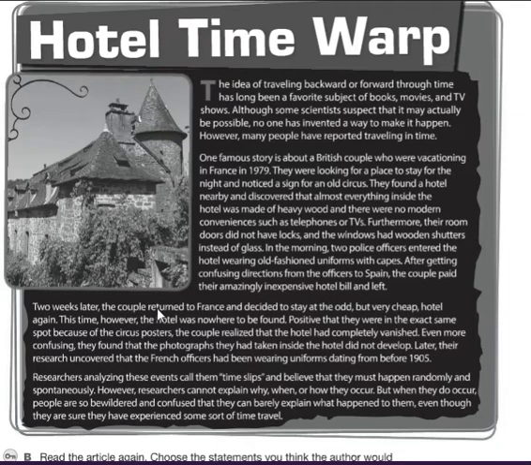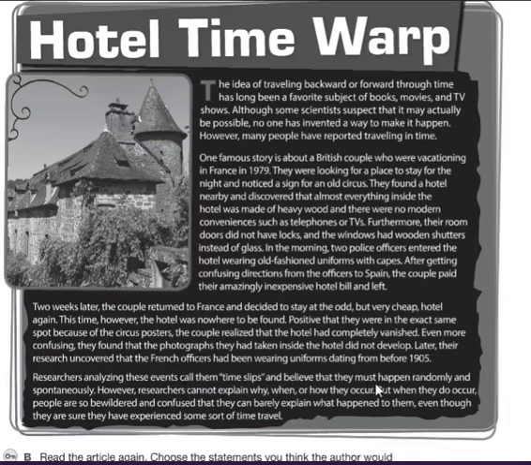Two weeks later, the couple returned to France and decided to stay at the old but very cheap hotel again. This time, however, the hotel was nowhere to be found. Positive that they were in the exact same spot because of the circus banner, the couple realized that the hotel had completely vanished. Even more confusing, they found that the photographs they had taken inside the hotel did not develop. Later, the research uncovered that the French officer had been wearing uniforms dating from before 1905. Researchers analyzing these events called them time slips.